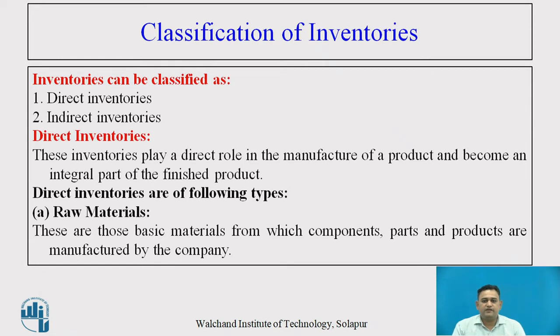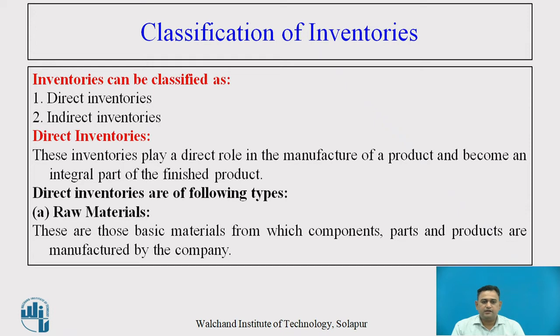The classification of the inventories. The classifications are done based on two criteria, that are the direct inventories and the indirect inventories. The direct inventories are those which are directly related to the overall product. For example, the raw material for the manufacturing of cement is directly related to the cement product or cement output, which is a finished product required for concrete purposes. So here the direct inventories are as follows, that are what?